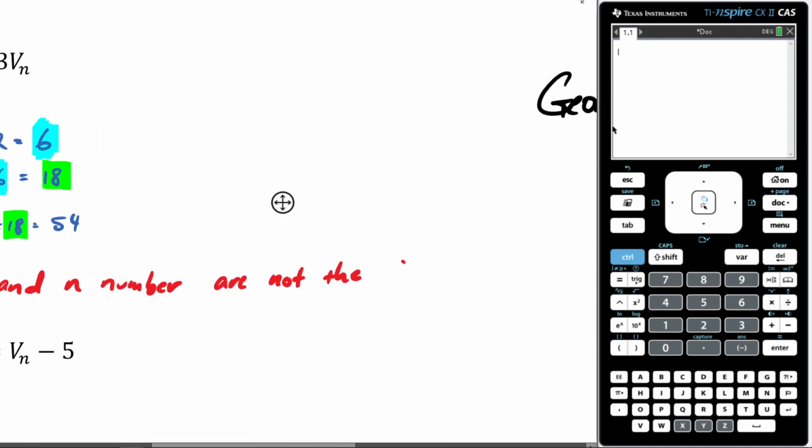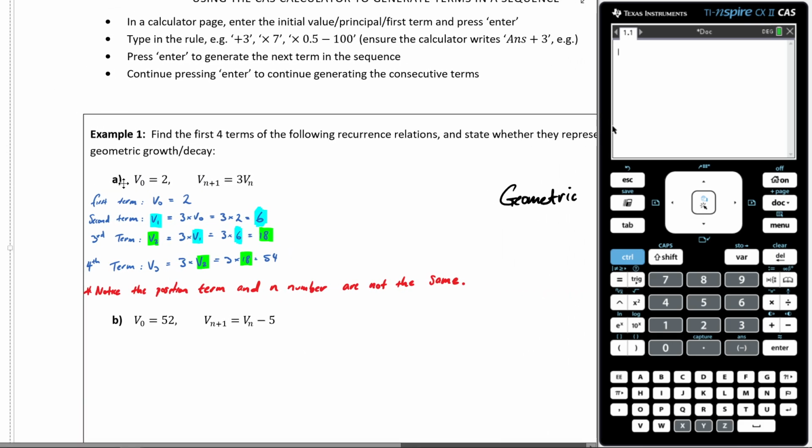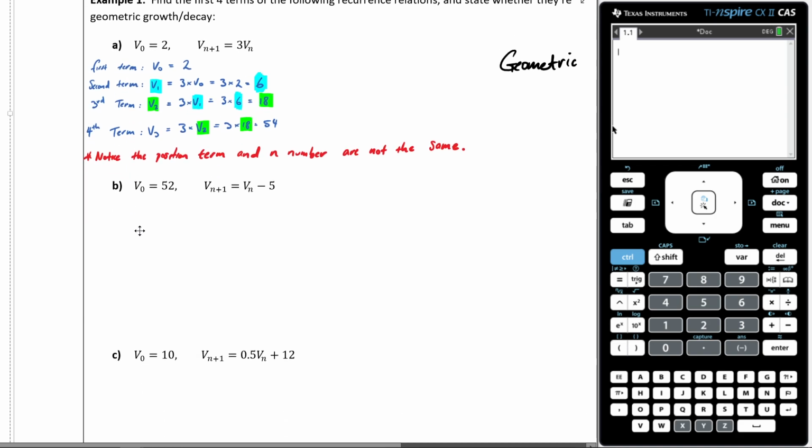Are not the same. So just something to be aware of there. All right, are you ready for the next one? Hopefully you are. Let's go.